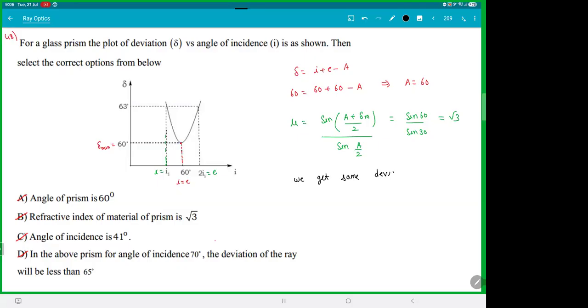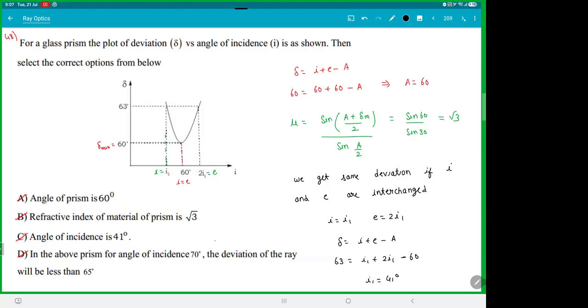We get the same deviation if I and E are interchanged, meaning if I send with I1, I'll get 63 degrees. Then E will be 2I1. If I send with 2I1, I will get 63 degrees. Then E will be I1. So if I is I1, then E is 2I1. Substitute in the formula: delta is I plus E minus A. So deviation is 63, I is I1, E is 2I1, and A is 60 degrees. So we get I1 is equal to 41 degrees. So C is also right.